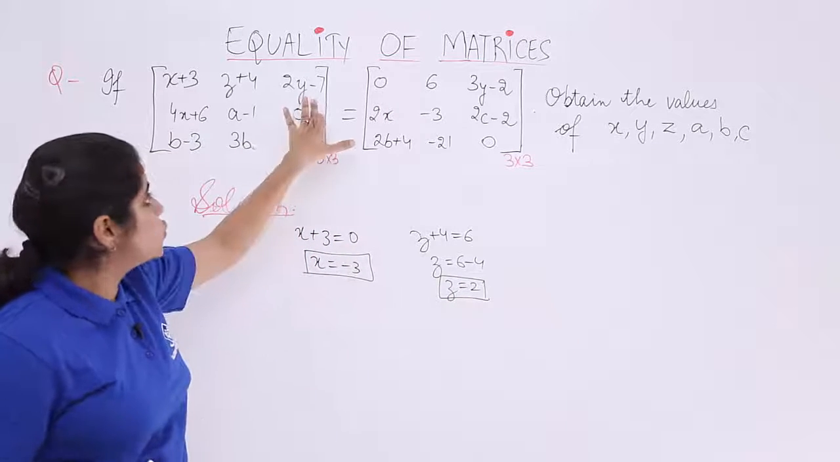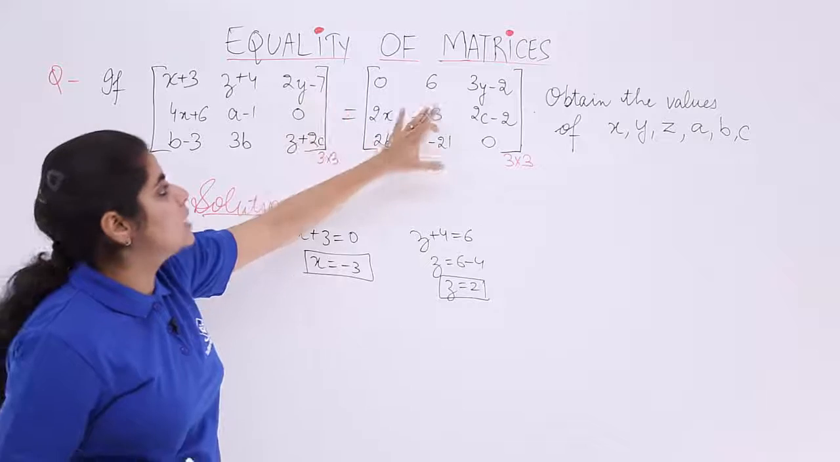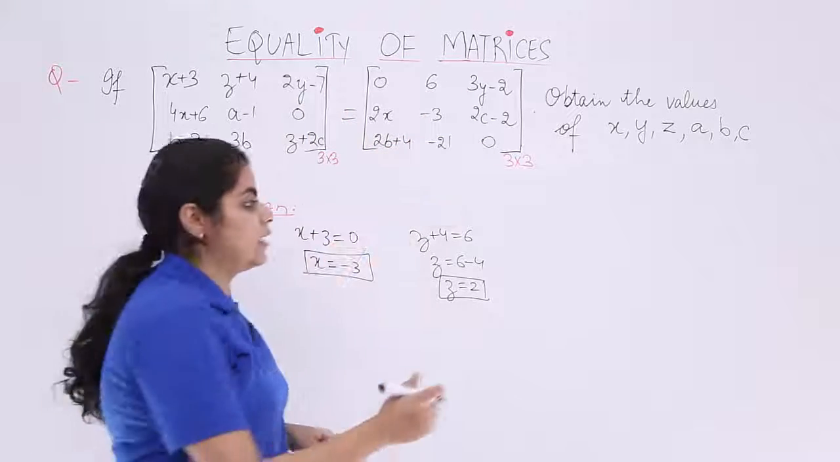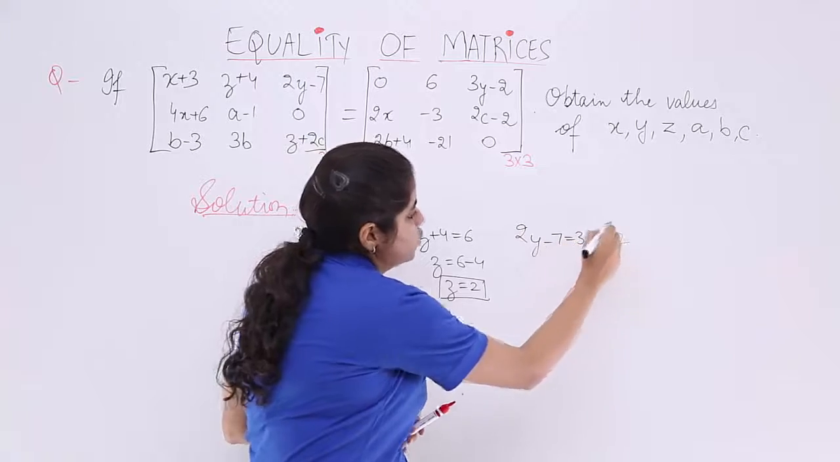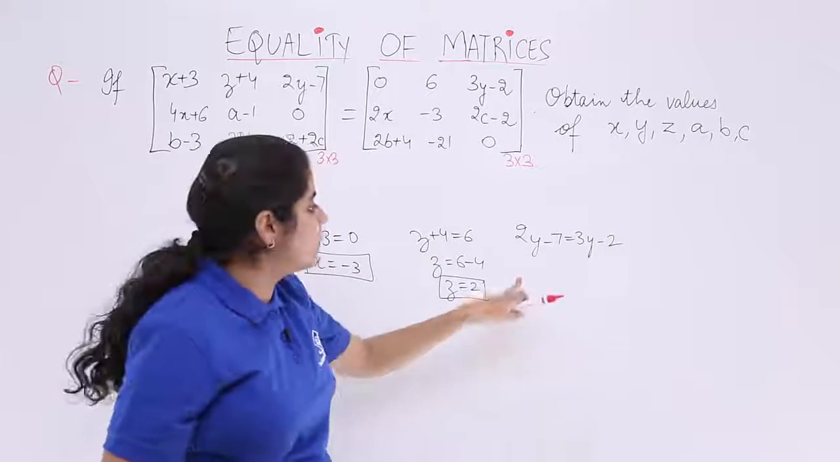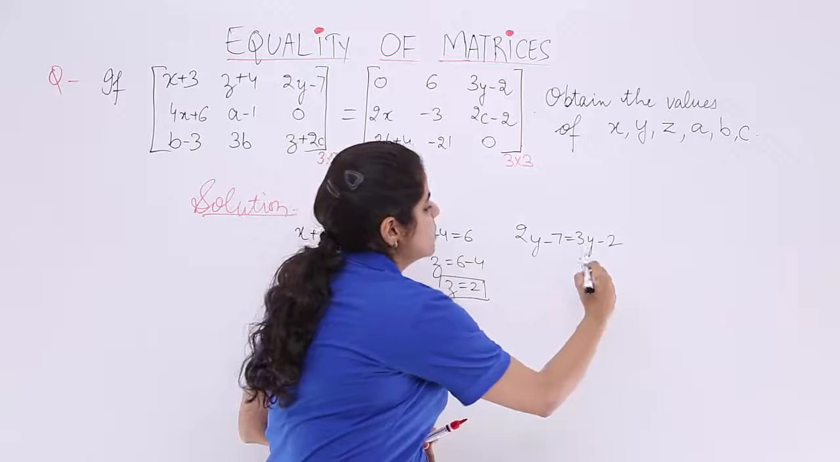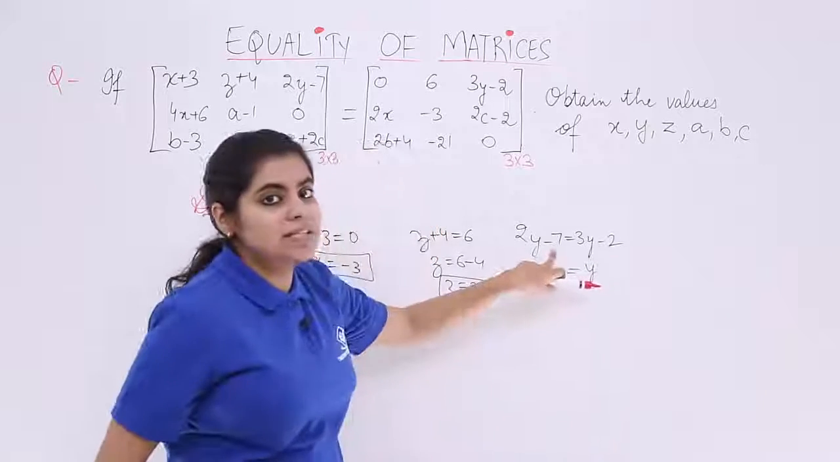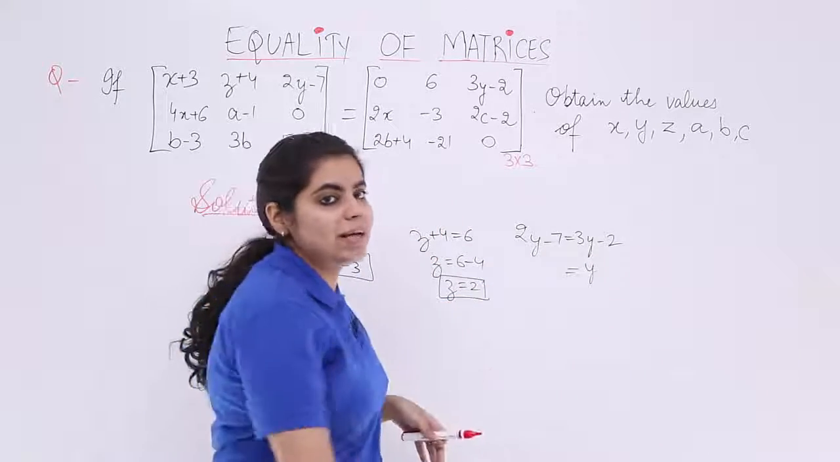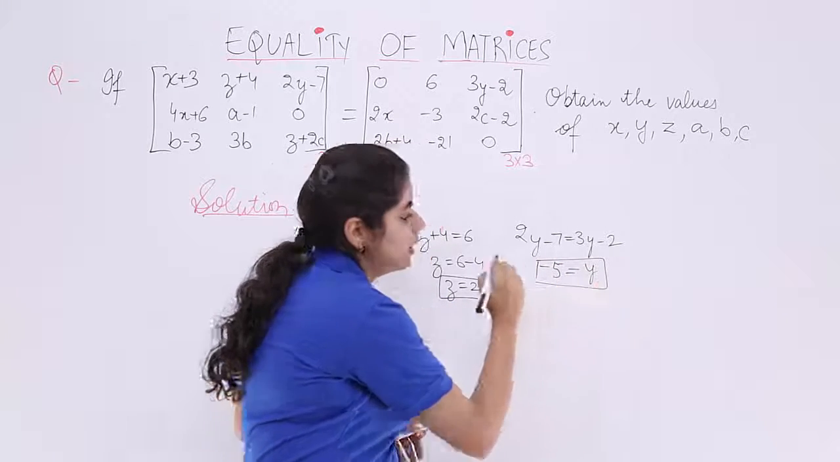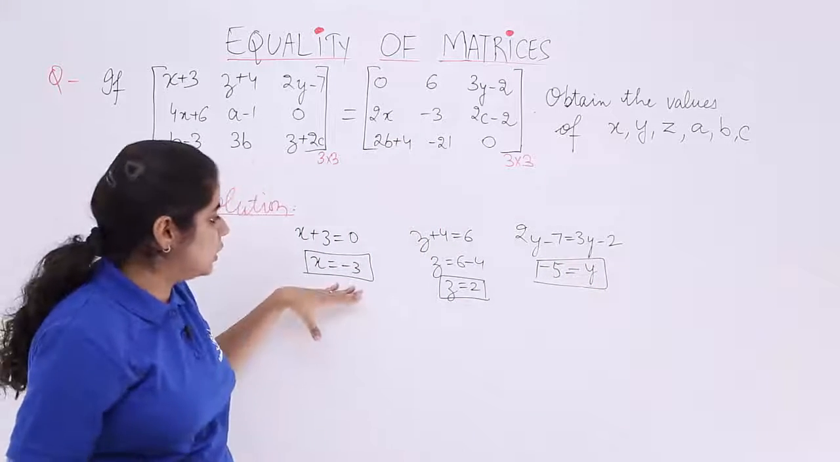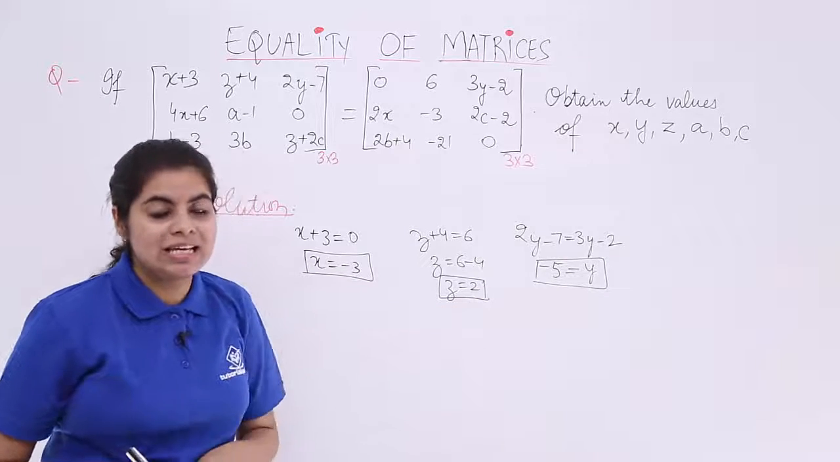Now 2y minus 7 is equal to 3y minus 2. I write it again: 2y minus 7 is equal to 3y minus 2. Y's together, constants together. So 2y goes there, it becomes y, minus 7 is here, minus 2 comes here, minus 7 plus 2 is minus 5. So y is minus 5. So we have obtained the values of x, y, z.